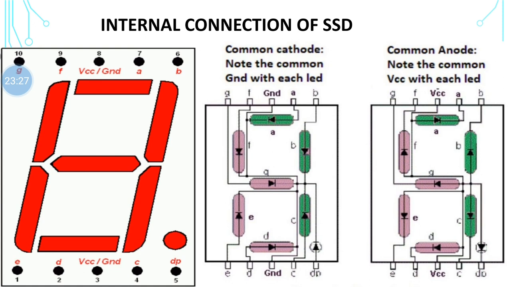The internal connection of a 7-segment display is as shown. Each of the segments has an internally connected LED, and a ground and a VCC are given. For a desired segment or number, a certain amount of voltage is needed and ground is applied so that the output can be visible.